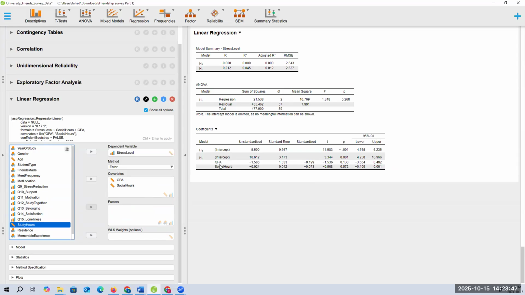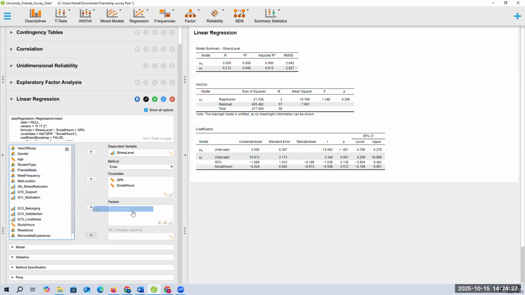So here I have my predictors as being numeric, GPA or social hours, not really significant. And the model is not significant in terms of the outcome, in terms of stress level. So you really need to have more. So it's a combination of numeric and factor variables, and the model is not significant. If it was significant, then I could imply how many units of GPA contribute to the predicted outcome.